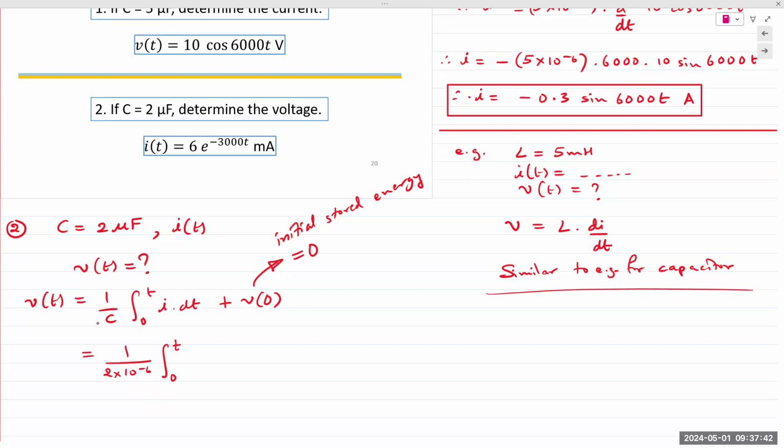So i of t, what was i of t? 6 into e raised to minus 3000 t, dt. Solve that and you'll have your answer.